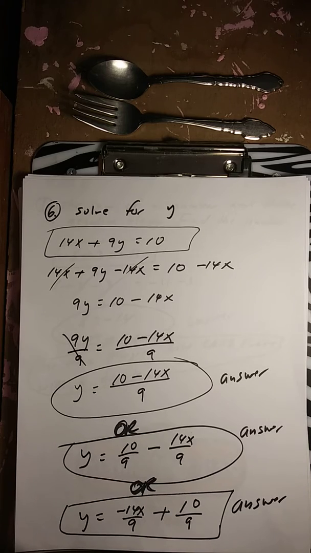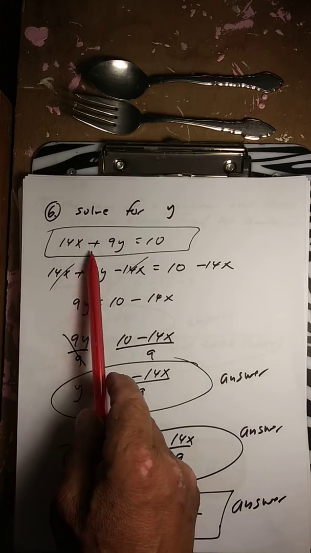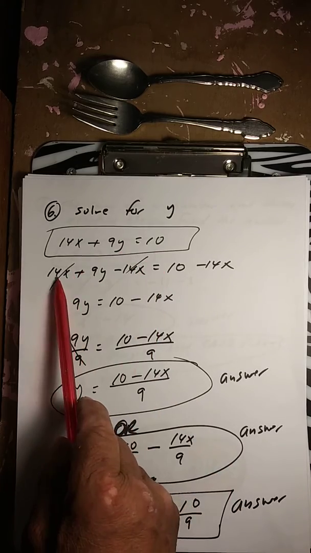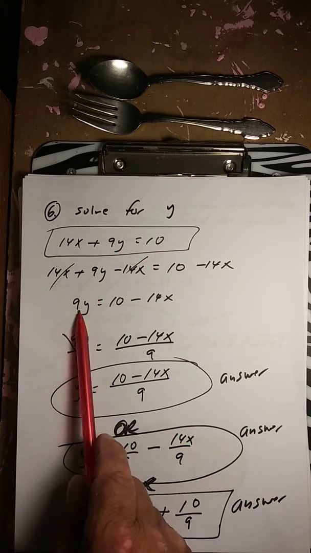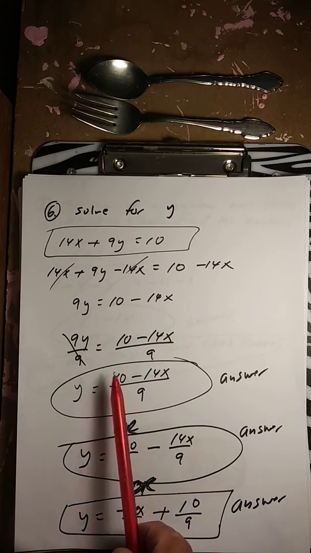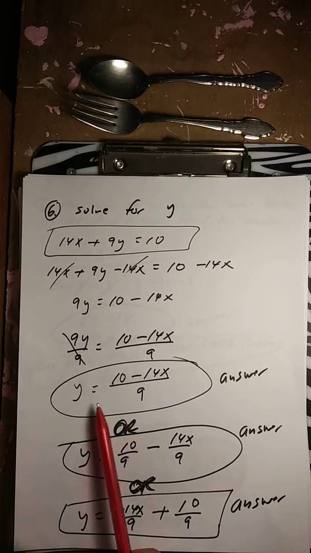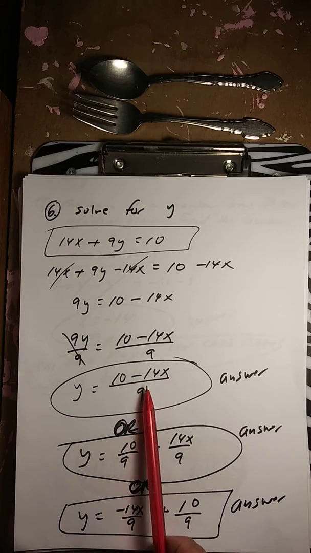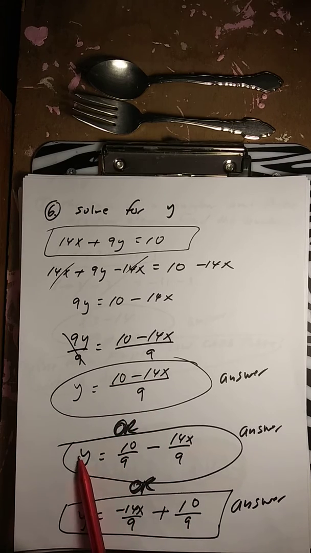Solve for y in the literal equation. 14x plus 9y equals that. So minus 14x, these are gone. So 9y equals 10 minus 14x. So now what I'm going to do is go ahead and divide by 9. So y equals 10 minus 14x over 9. Or you can break it up into 2 pieces. y equals 10 over 9 minus 14x over 9. Or you can write y equals negative 14x over 9 plus 10 over 9. Either one. They're all the same.